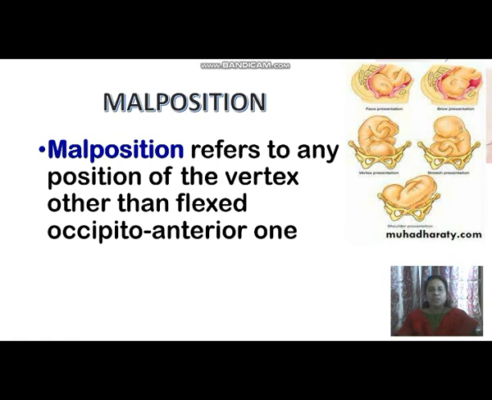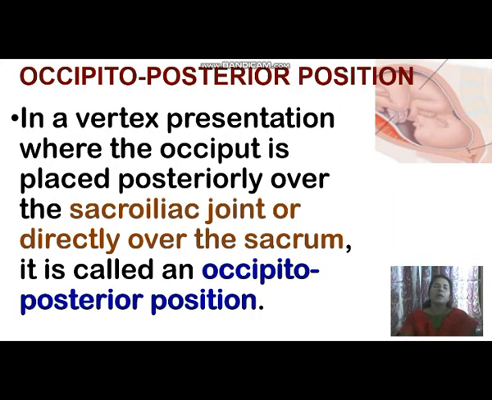What is malposition? Malposition refers to any position of the vertex other than the flexed occiput anterior. So flexed occiput anterior is the normal position. Other than the flexed occiput anterior one, those are the malpositions. First we can discuss the occipital posterior position.